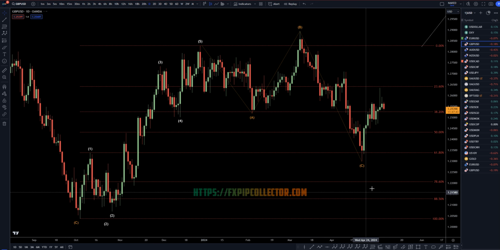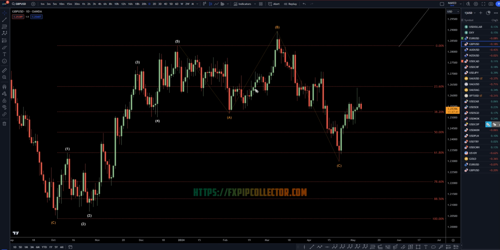So heading down to the daily time frame. On the daily time frame, to me, it definitely looks like a 5-wave uptrend. It looks like a leading diagonal wave A. It looks like 3 waves up for a wave B. It looks like another downtrend for a wave C.